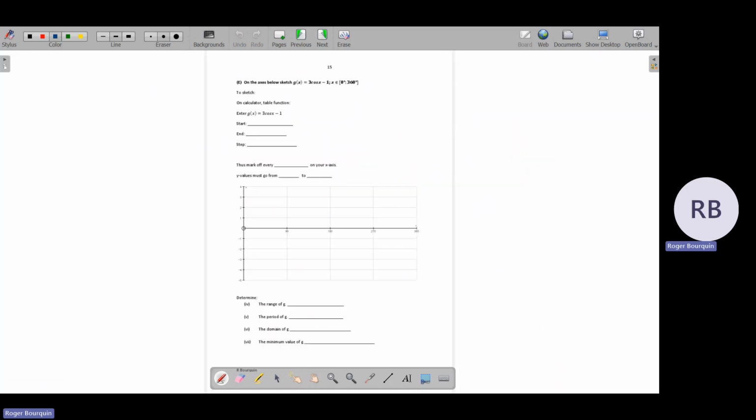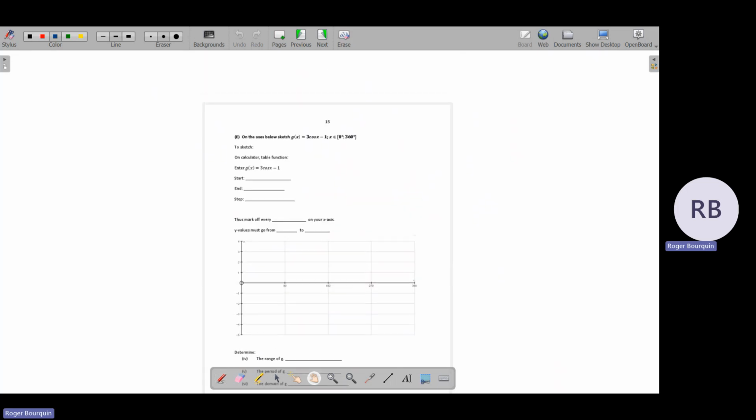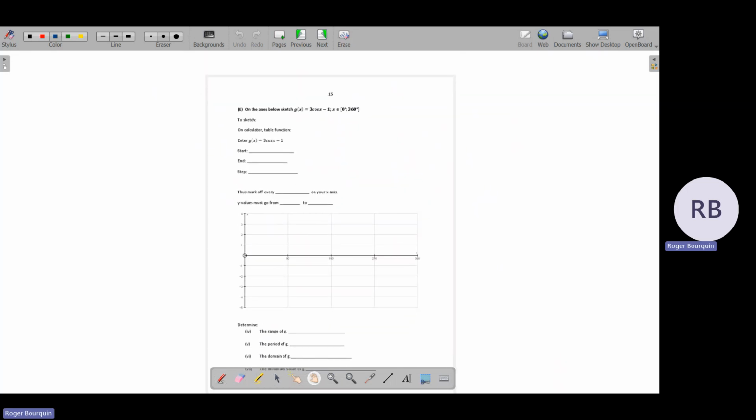Right, now you've got 3 cos x minus 1, and you've got to draw it between 0 and 360. So go to the start, the end, and the step. Okay, we'll do step. Start is 0. The end is? The step is what?